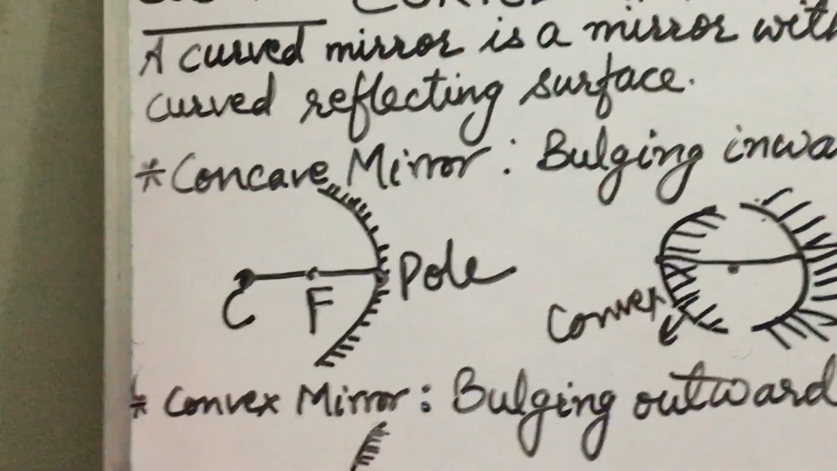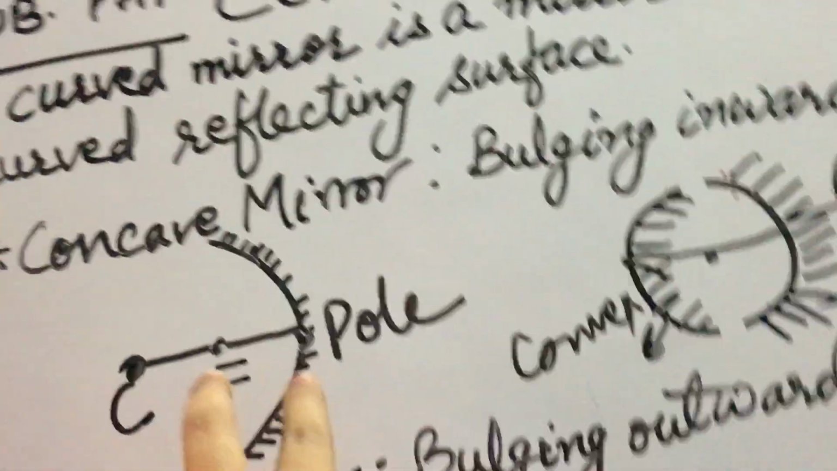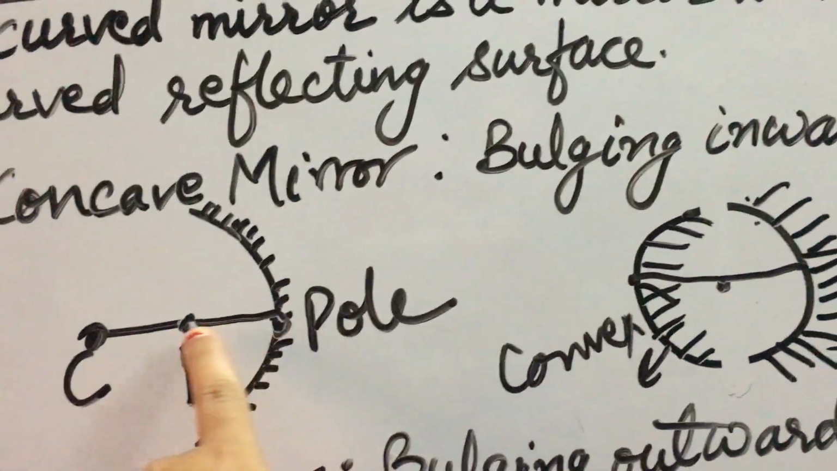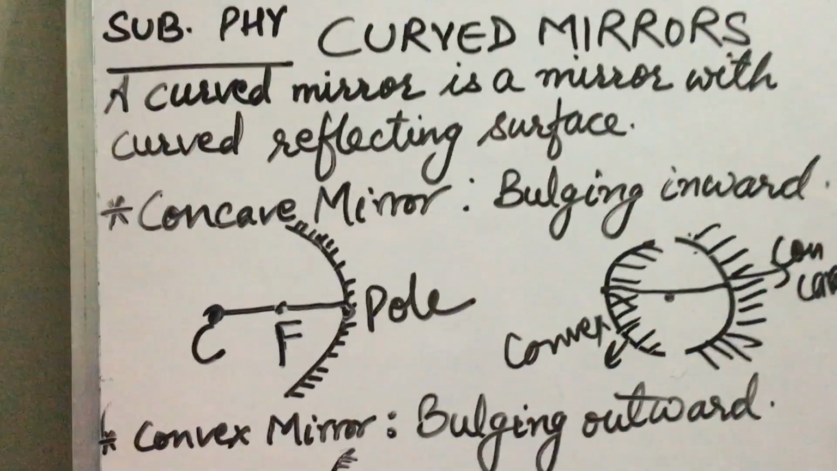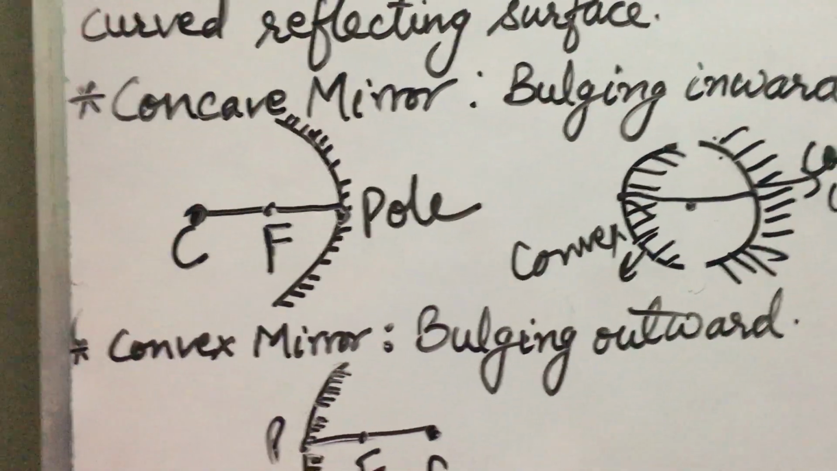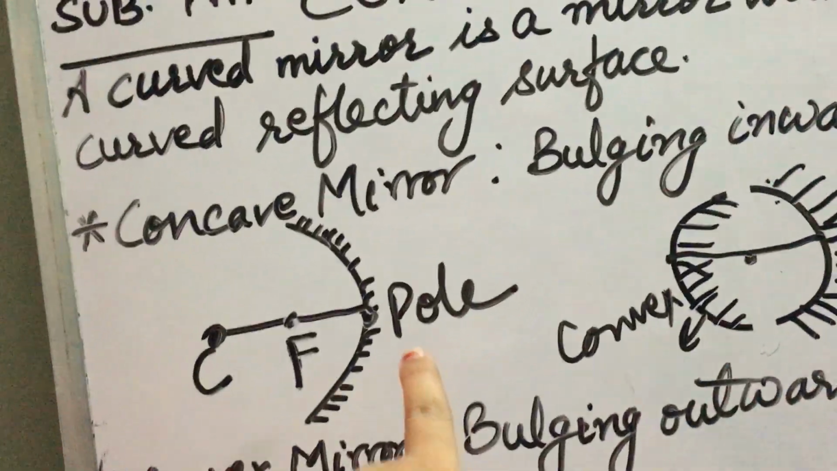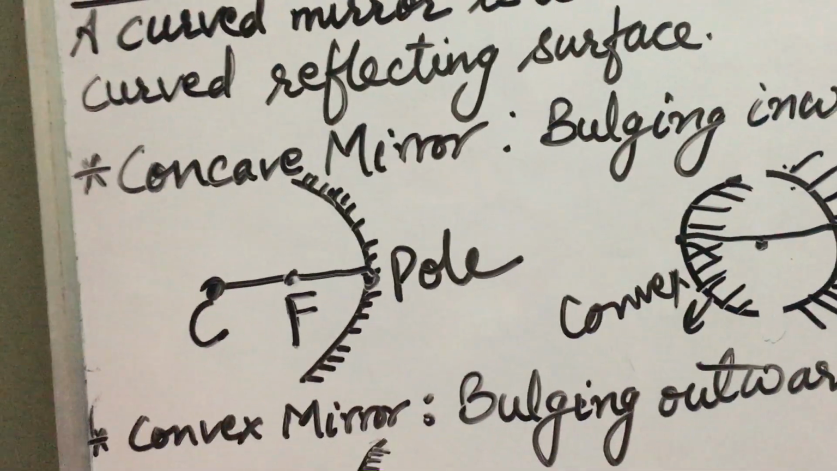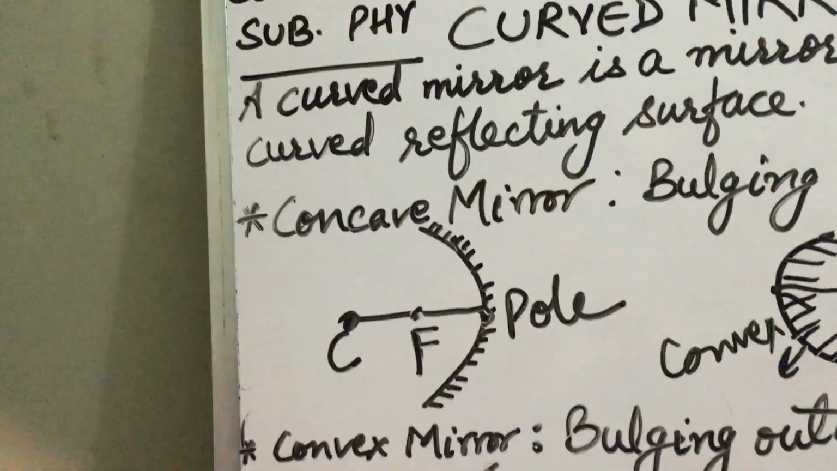What is focal length? See children, what is the focal length? The distance between pole and focus is known as focal length. And what is radius of curvature? The distance between pole and the center of curvature is radius of curvature.